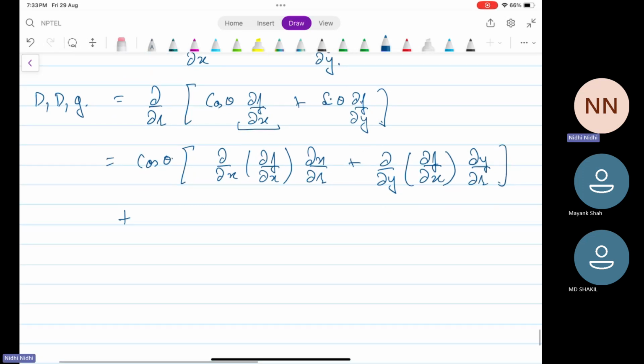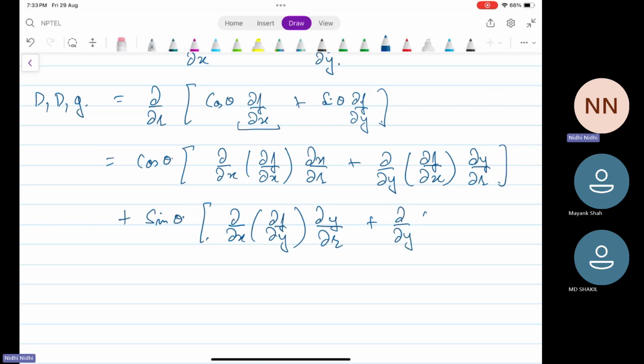Then again, sine theta is independent of r. This will be del by del x of del f by del y times del x by del r plus del by del y of del f by del y times del y by del r. So basically, we are differentiating firstly with respect to x, and then we are differentiating x with respect to r.